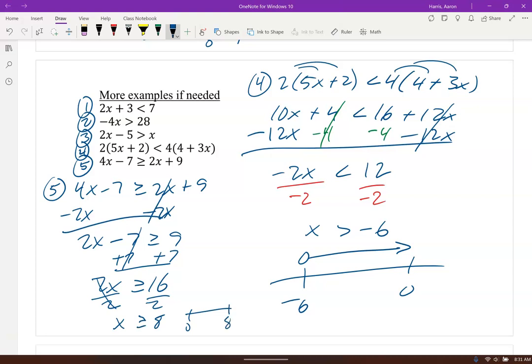So here's 0, here's 8. I'm greater than or equal to 8. So I'm including 8 in my solution there.